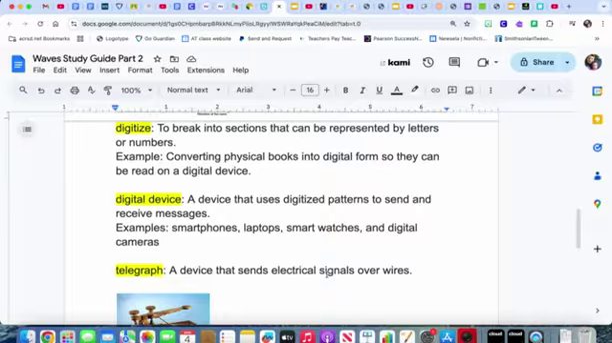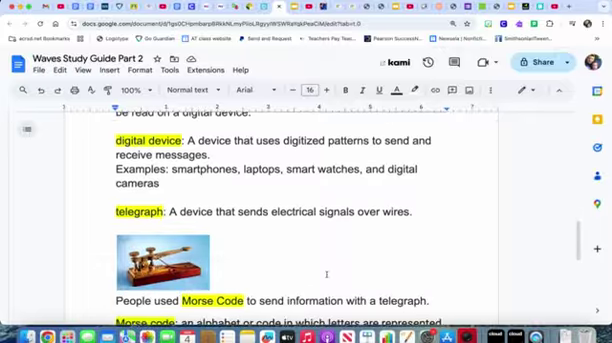Digitize. Let's see. Well, if I had a book or a picture and I wanted to upload it to the internet, I would be digitizing it. I would be taking something real and it would be represented instead in a digitized form, broken into sections that could be represented by letters or numbers. We might be doing a little art activity with digitizing. I don't want to give too much away, but we might be doing something with some dots and dashes. But that's about digitizing. That's about all I can say about that.